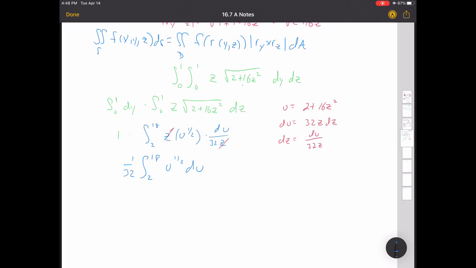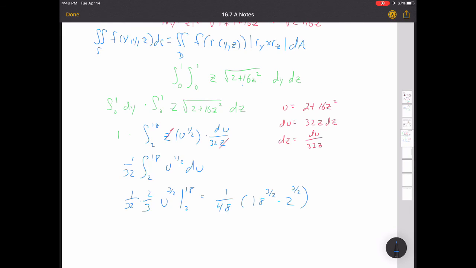So let's take the antiderivative. That'll become u to the 3/2, multiplying that by 2/3 out in front, from 2 to 18. The 1/32 over 2/3 is going to simplify to 1 over, let's see, what's 16 times 3? 48? Yeah, so 1 over 48 times 18 to the 3/2 minus 2 to the 3/2. And technically that is your answer.